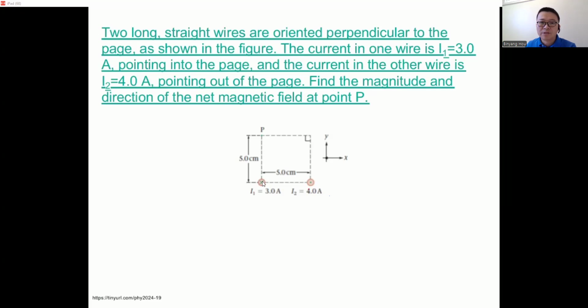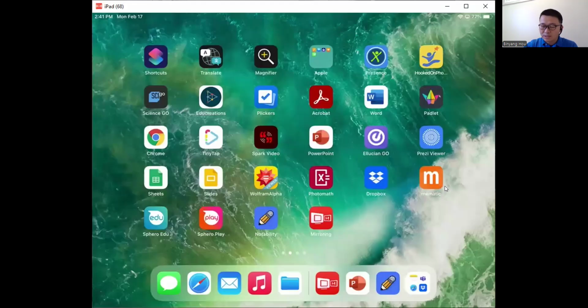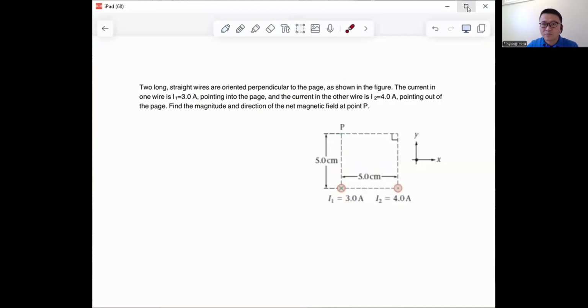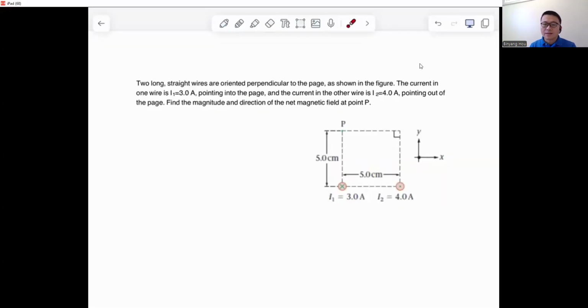So this wire will produce a magnetic field at point P, and this wire will produce another magnetic field at point P. So the total magnetic field at point P will just add up. Now the magnetic field is a vector, so if you have two of them adding up, you need to do vector addition. Let me just switch over here because I need a little bit more space for this problem.